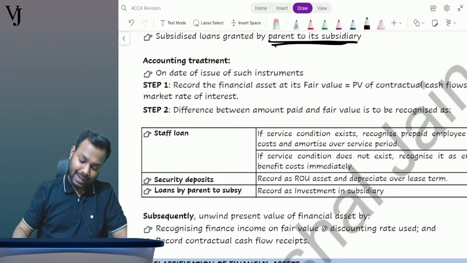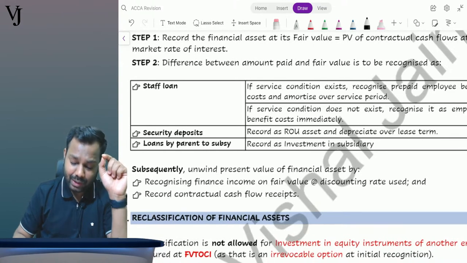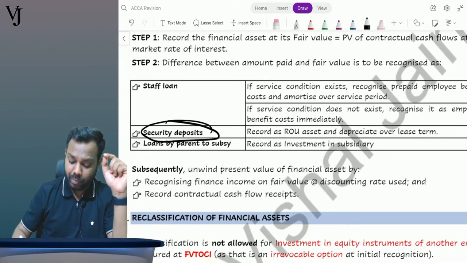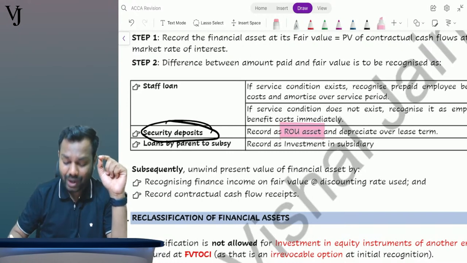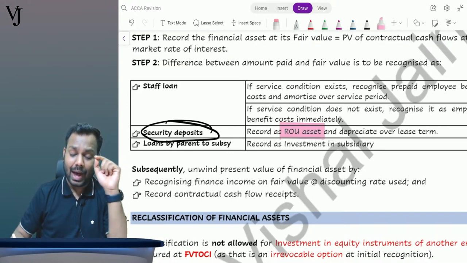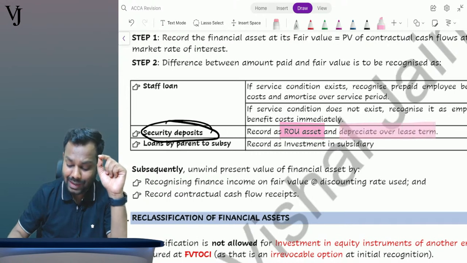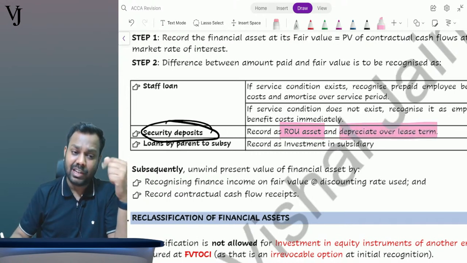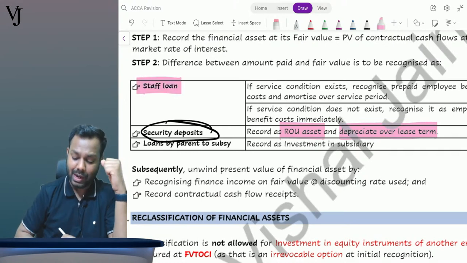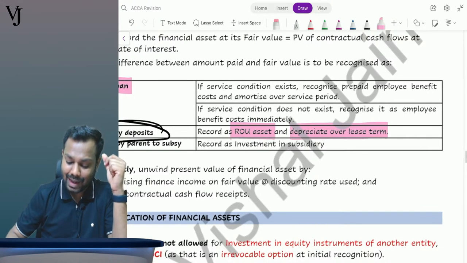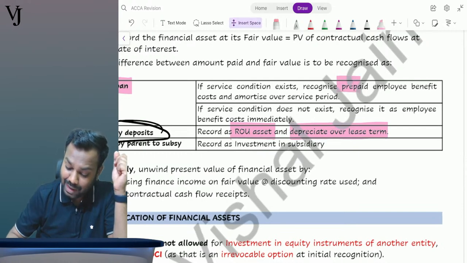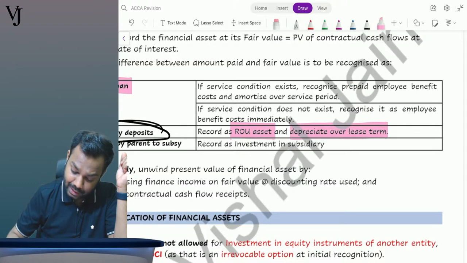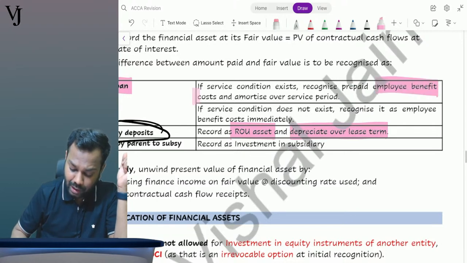The standard says that if the loan that is given is for security deposit, the differential should be treated as ROU asset, and depreciate over lease term. If the difference is pertaining to the staff loan, then you have to recognize it as a salary cost. You have to recognize it as employee benefit costs.